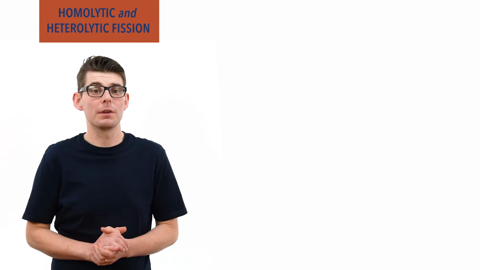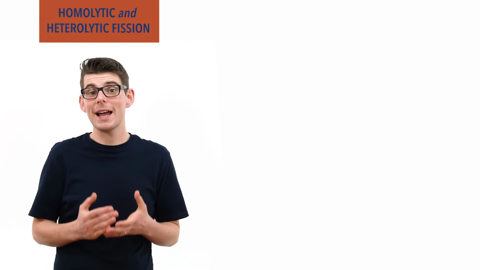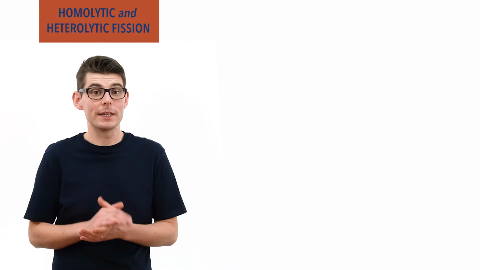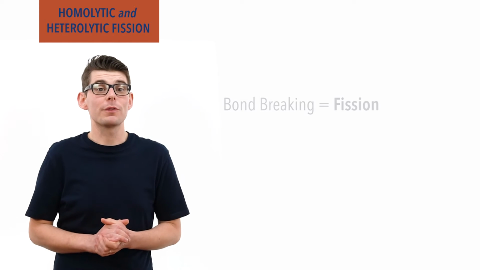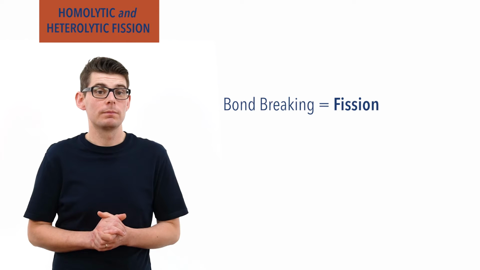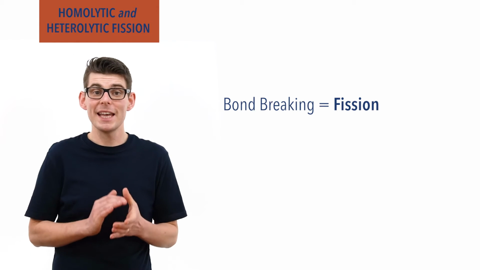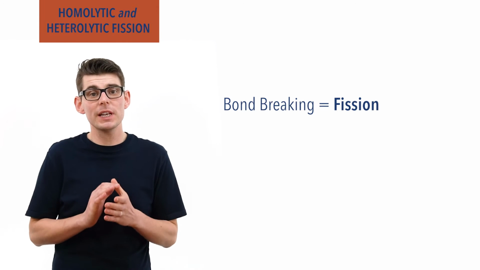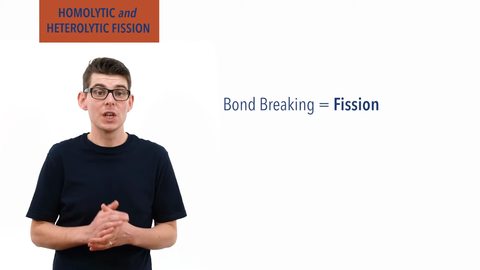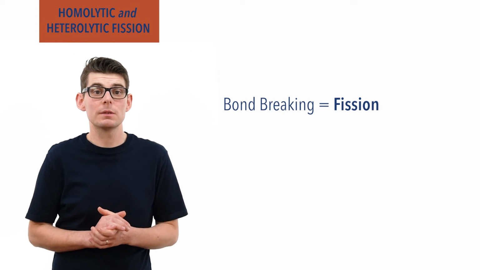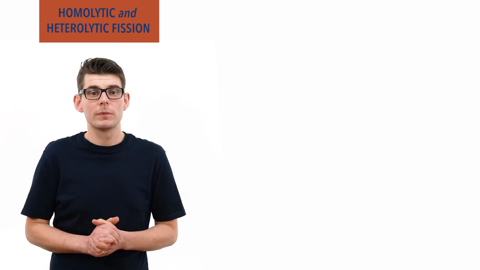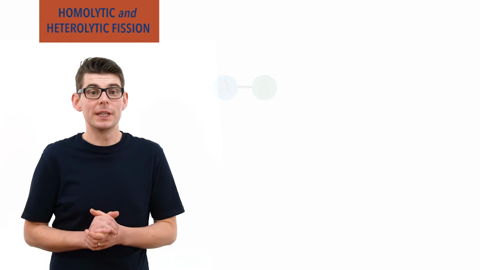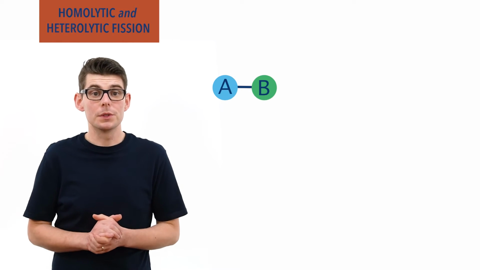Let's go! In order for reactions to occur in chemistry, bonds between atoms in reactants have to break. Bond breaking is referred to as fission. Homolytic fission and heterolytic fission specifically refer to the two possible ways a covalent bond between two atoms can break.